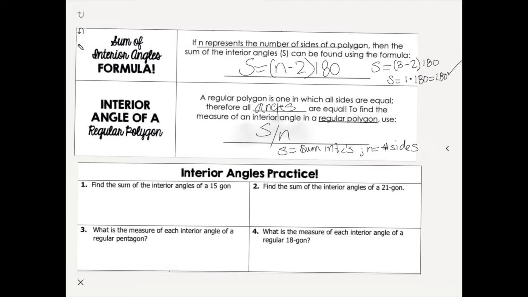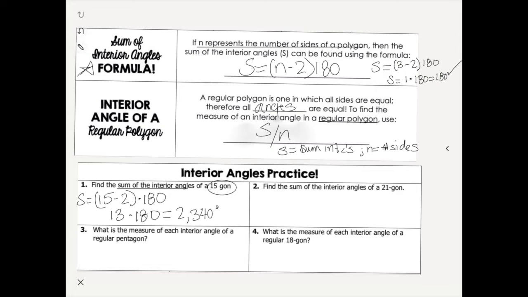Number 1 says find the sum of the interior angles of a 15gon. The sum of the interior angles of a 15gon, which means it is a 15-sided figure, right? So we're going to use this first formula because it says the sum of the interior angles. So S equals 15 minus 2 times 180, because 15 is the number of sides we have. So that's going to be 13 times 180, which means that's going to be 2,340 degrees.